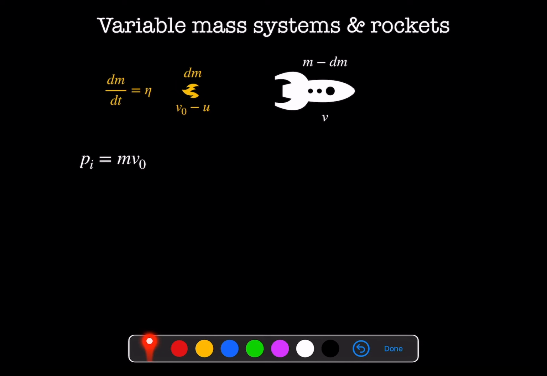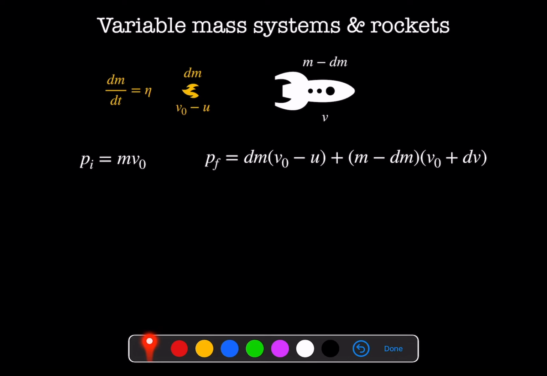And our final momentum is going to be a sum of the momentum coming from the mass lost and the momentum of our ship. So that's going to be dm times (v naught minus u) plus (m minus dm) times (v naught plus dv). Our final v is going to be v naught plus some infinitesimal velocity dv.